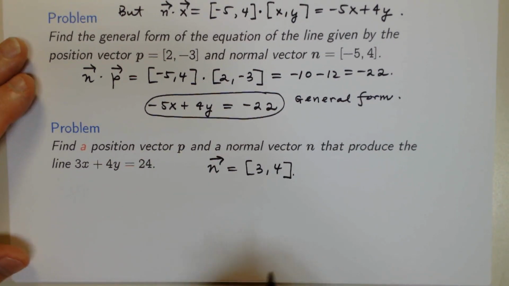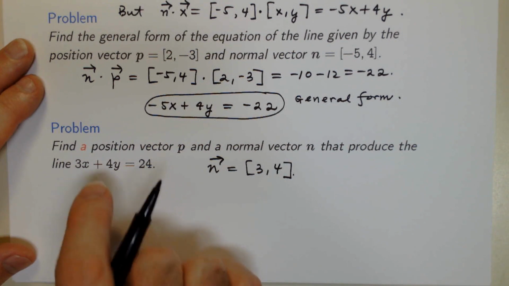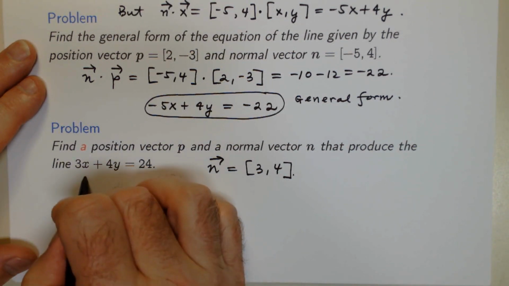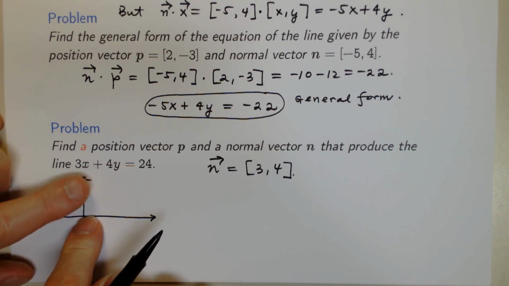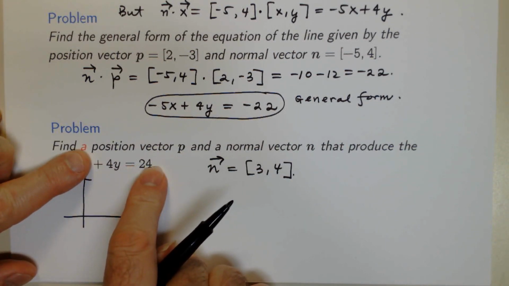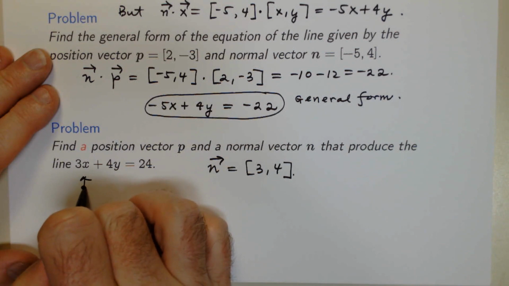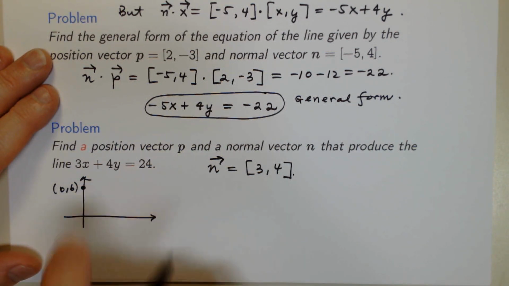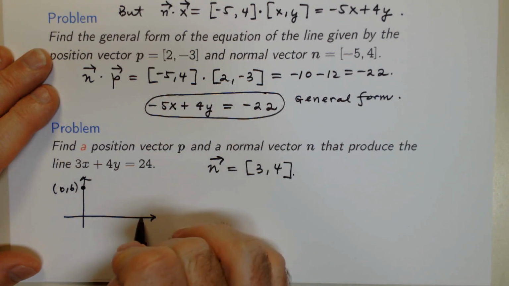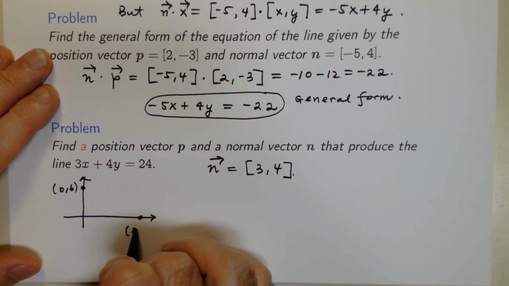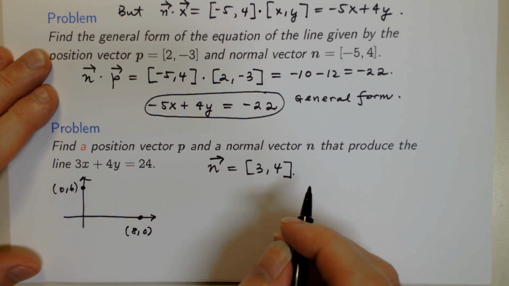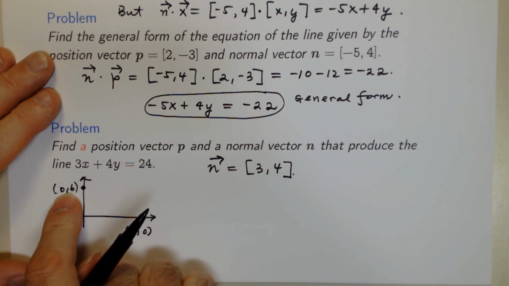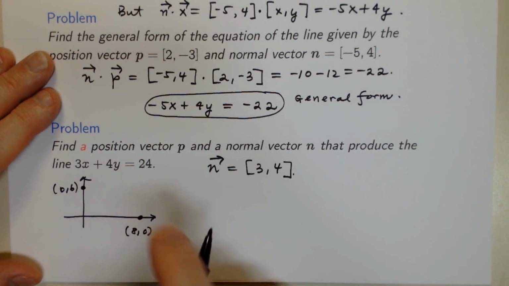There's several what I would call natural candidates for a point on this line. So if we want to think about it geometrically, when I set x equal to 0, I can see that y is equal to 6. And when I set y equal to 0, I can see x is equal to 8. So I can find these two intercepts. And so a couple of natural candidates for p. One natural candidate would be p is the vector with components 0 and 6.